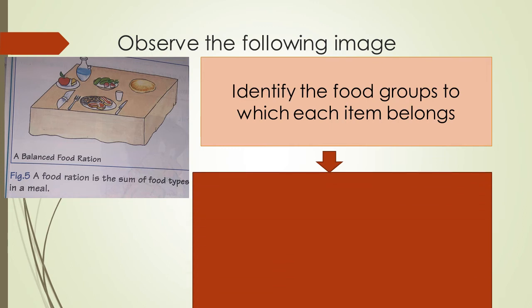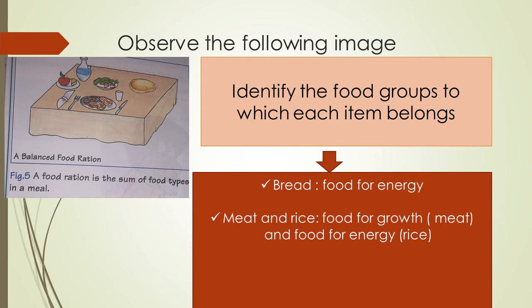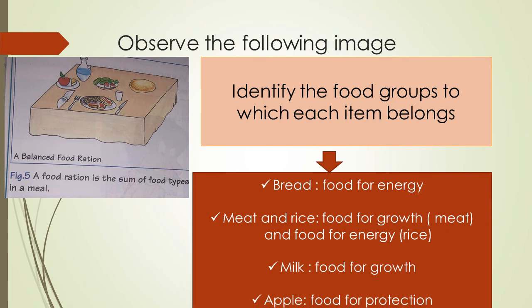Excellent. So we have bread, which is food for energy, meat and rice, food for growth, the meat, and the food for energy is the rice, the milk, which is food for growth, and the apple is food for protection.